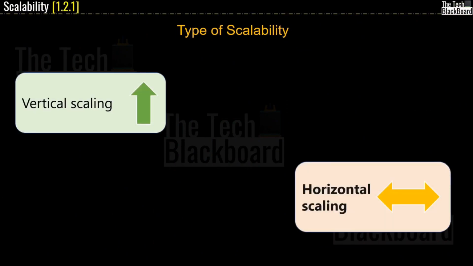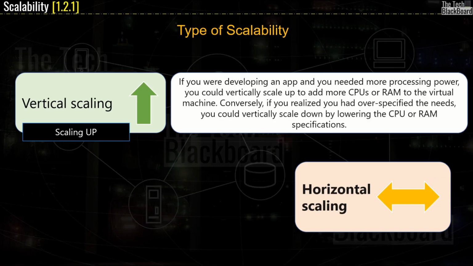There are two major types. The first one is vertical scaling and the second one is horizontal scaling. Let's understand each one of them. As per Microsoft Azure, with vertical scaling, which is also known as scaling up, if you were developing an app and you needed more processing power, you could vertically scale up to add more CPUs or RAM to the virtual machine. Conversely, if you realize that you had overspecified the needs, you could vertically scale down by lowering the CPU and RAM specification.